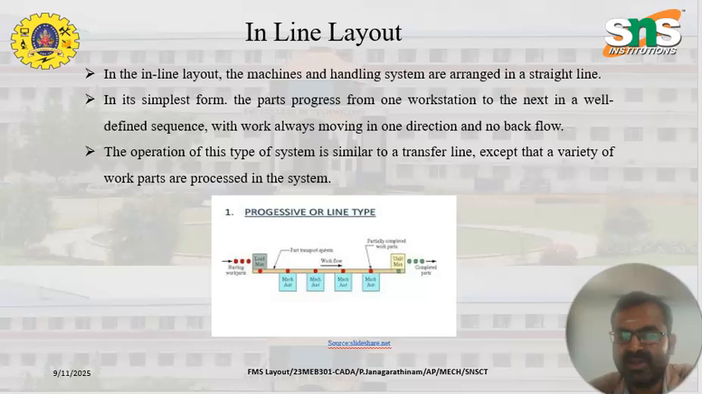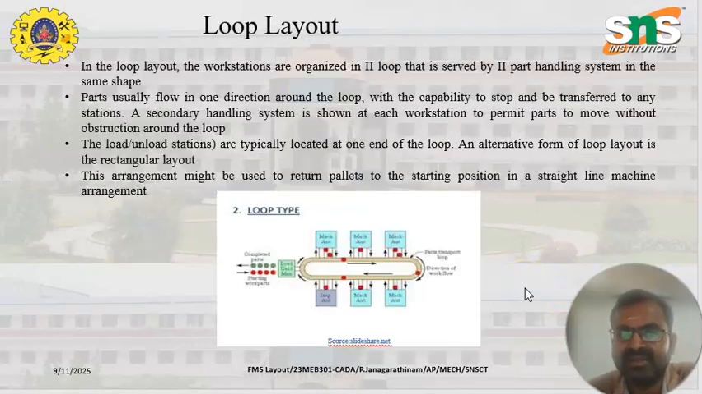I already explained the inline layout. In the inline layout, the machines and handling systems are arranged in a straight line. It is noticed that all the loading, unloading, and different types of workstations are arranged in a straight line. It is the simplest form. The operation of this type of system is similar to the transfer line, except that a variety of work parts are processed in the system. Many different work parts are manufactured using this kind of inline system.